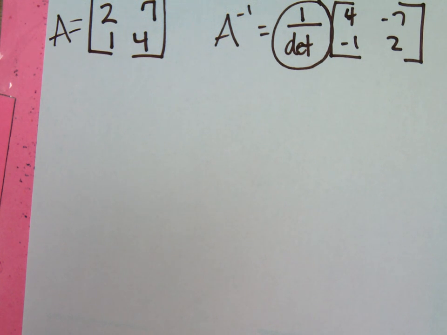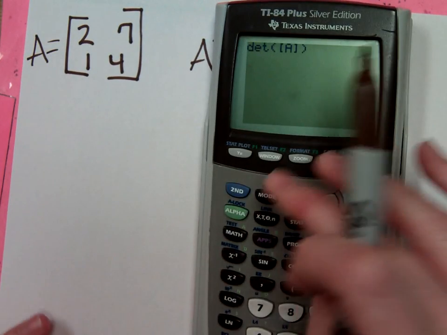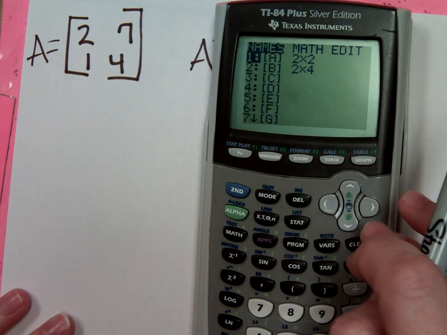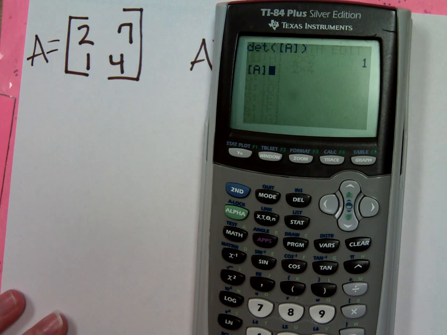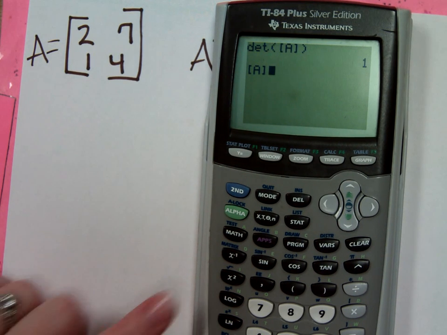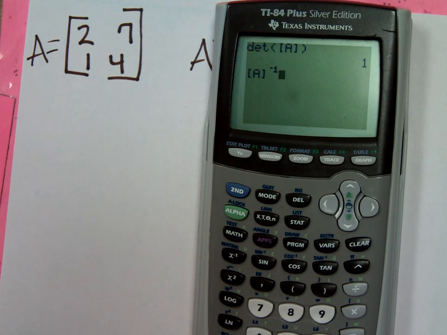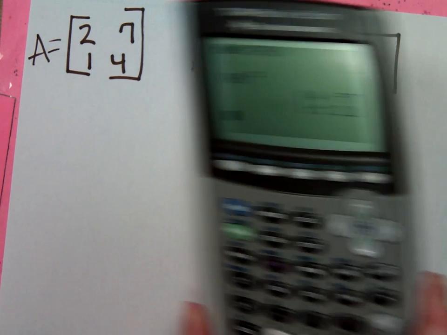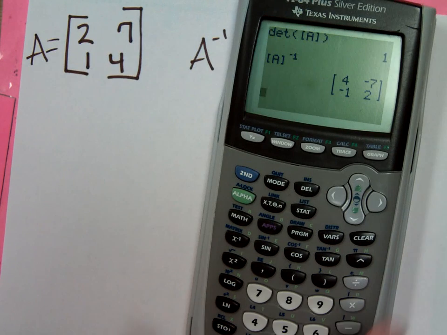Okay? But it's really easy to find the inverse. Second matrix, you just pick the matrix that you want an inverse for, and you put that little -1 right there, and it gives you the inverse, which is pretty much what I just gave you. Okay, so that's how you find the inverse of a matrix on your calculator.